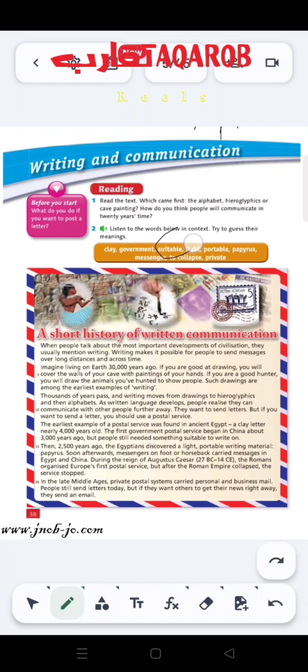Number 3, suitable. What's the meaning of suitable? Suitable is an adjective, and it means right or appropriate for a particular purpose, person, or occasion. For example, cotton is suitable to make everyday clothes.